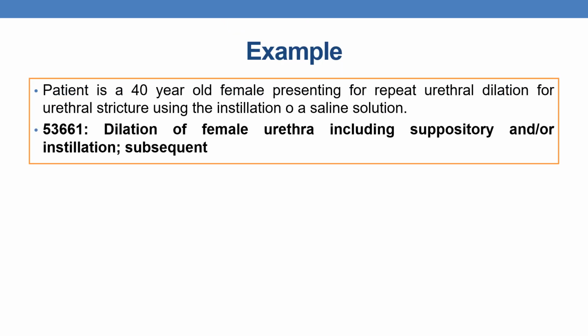Now let us say an example. Patient is a 40-year-old female presenting for repeat urethral dilation. Repeat urethral dilation, that is, it is a subsequent encounter, for the urethral stricture using instillation of a saline solution. So the CPT is 53661, dilation of female urethra including suppository and or instillation, subsequent encounter.